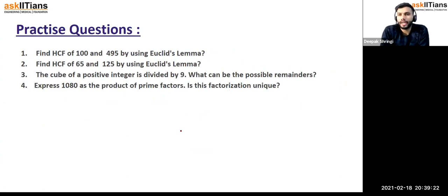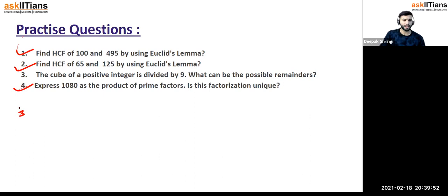Okay, guys. So now, if I talk about today's session, we have learned how to use Euclid's lemma in the questions, how to find the HCF using that. We have also learned about the fundamental theorem of arithmetic. So guys, the question here was based on finding the HCF of these two numbers by using the lemma. Okay, same thing. The cube of a positive number is divided by 9. So what can be the possible remainders? And express 1080 as the product of prime factors. Is this factorization unique? देवी आप लोग कर लोगे.